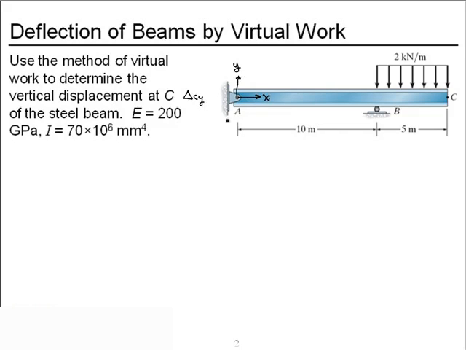It's a steel beam, which means that the modulus of elasticity is 200 gigapascals, and the moment of inertia is 70 times 10 to the 6th millimeters to the 4th. And now our approach.